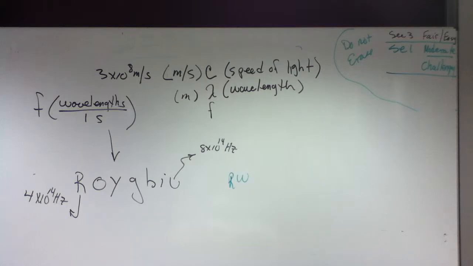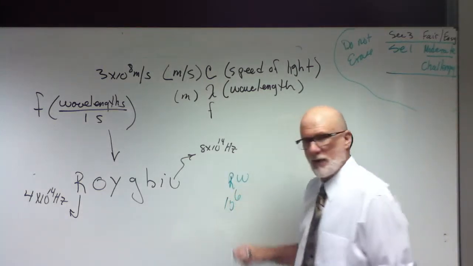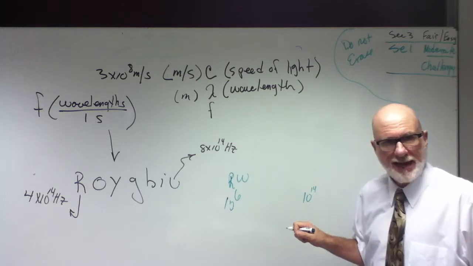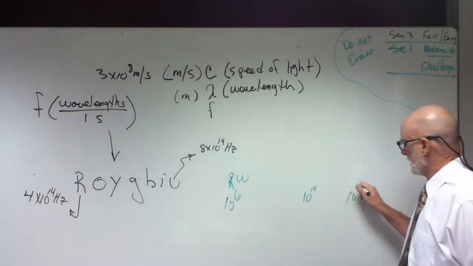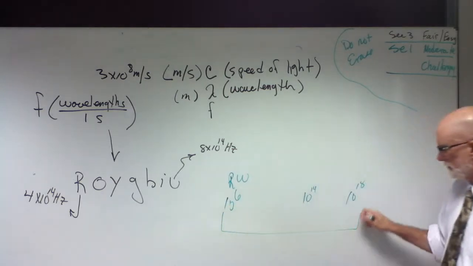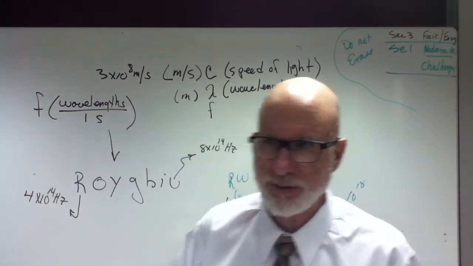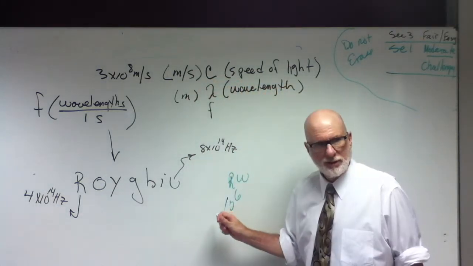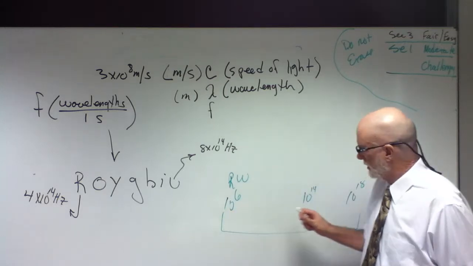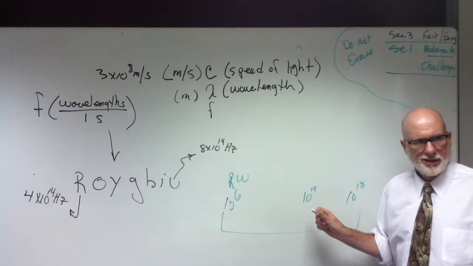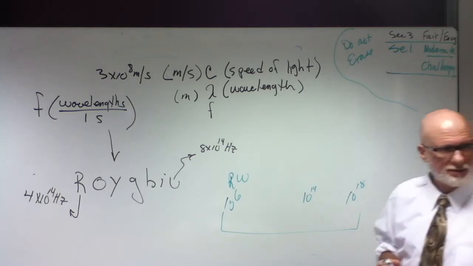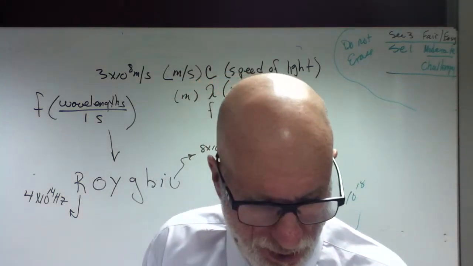So this is 10 to the 6th, right? Visible light, 10 to the 14th, right? And what's gamma rays? 10 to the 18th. So look at this range. You go from millions through billions and trillions. That's like 100 trillion, right? It's a lot. So yeah, there's a lot we don't see.